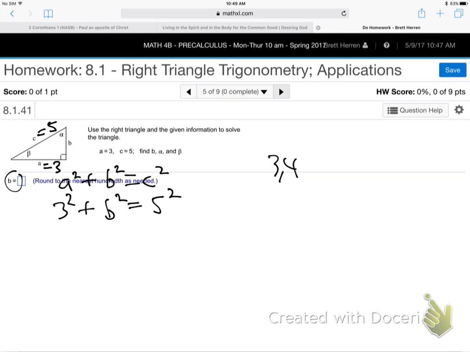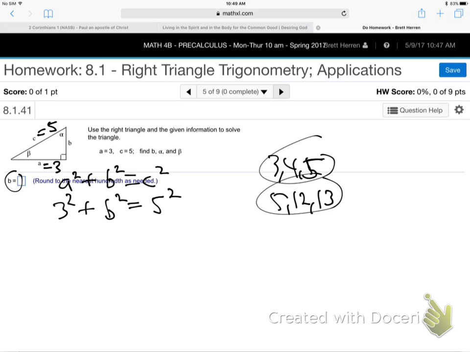3, 4, 5 is such a common Pythagorean triple, they call it. It's good if you just have memorized 3, 4, 5 and 5, 12, 13. They use those two all the time. Those are two very common Pythagorean triples. You'll see them in calculus. You'll see them all the time. If you just know them, it'd save a lot of work. They're not always used, but they're often using those two.